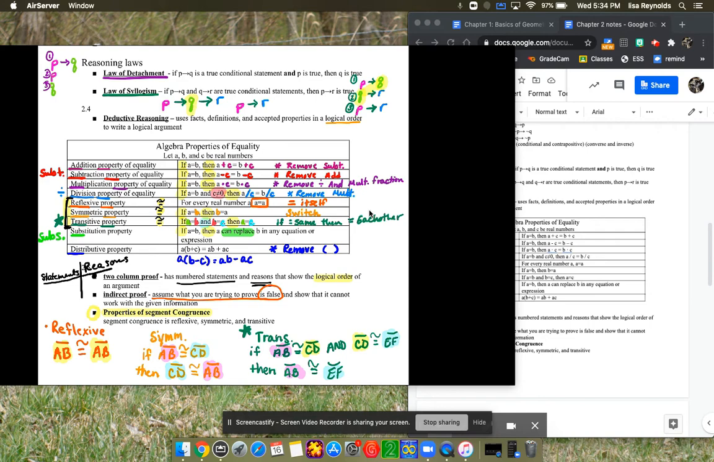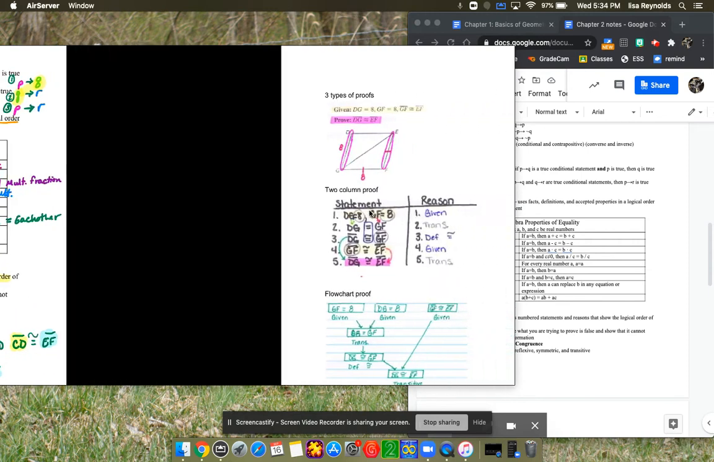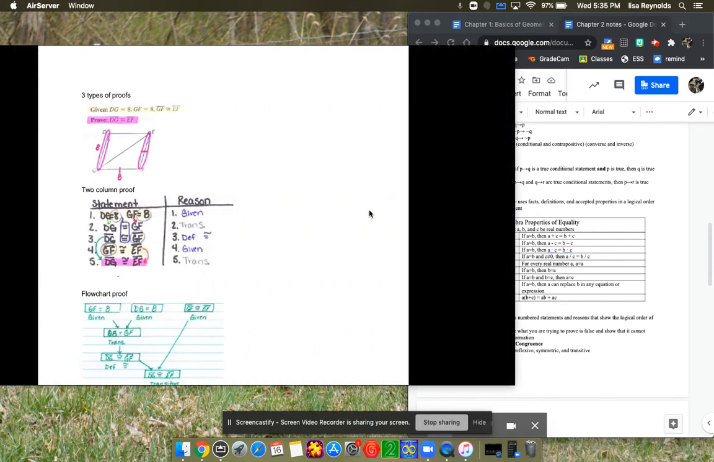So when we look at proofs, there are actually three different types of proofs. So we have this particular question. So this is our problem.